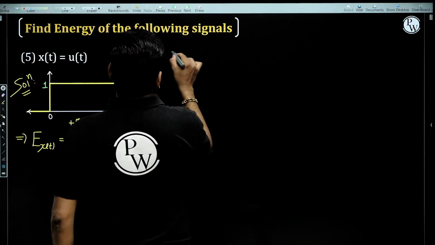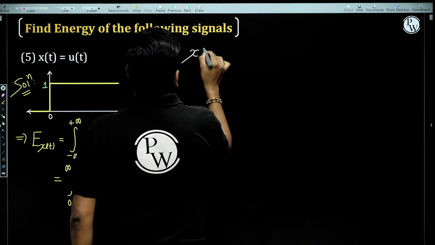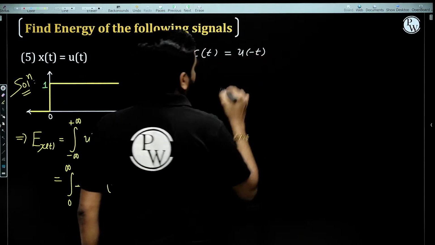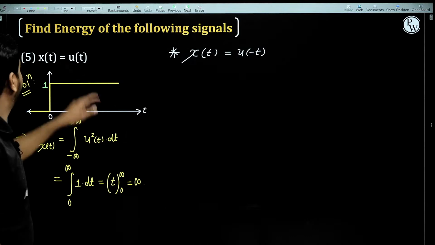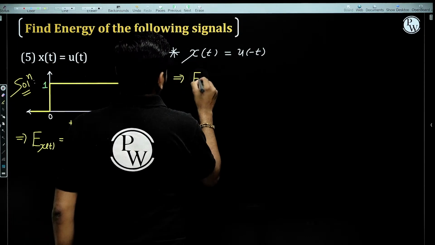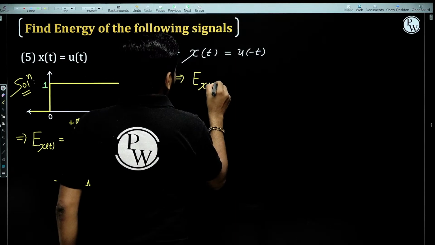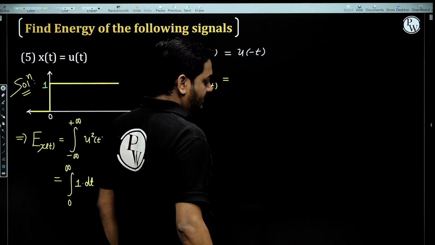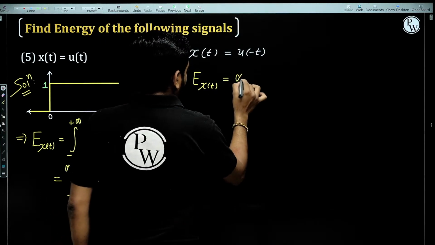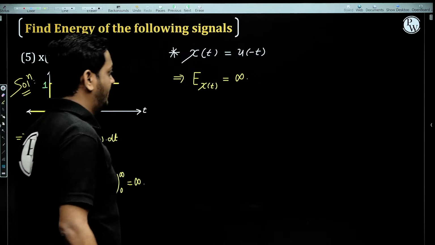Suppose I am asking to find the energy of u of minus t. Correct? U of minus t. Then what will be your answer, guys? What is the energy of u of minus t? Tell me. It is folding with respect to the y-axis. Again, time reversal operation doesn't alter the energy of the given signal. So here also the answer is infinite.